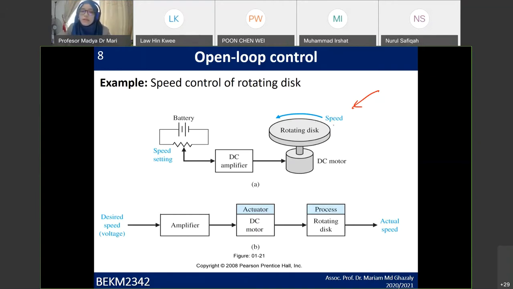Okay, so your task or your problem was to control the rotating disc. So you will think, okay, what type of actuator has a rotating motion? So you will select, for example in this case, you want to select a DC motor.